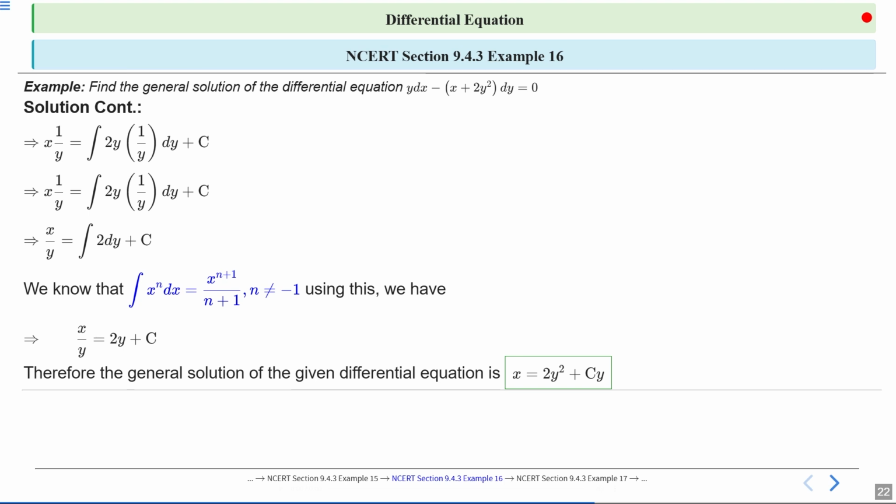So just simplify, and we get the general solution of the given differential equation, that is x is equal to 2y square plus cy. And as it is a general solution, because there is a constant of integration, this solution represents a family of curves which satisfy the given differential equation.